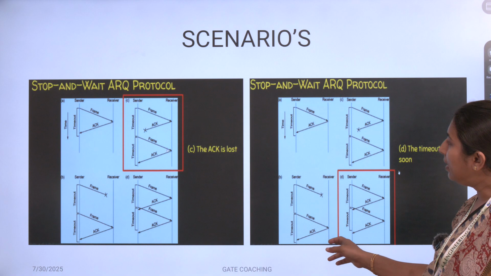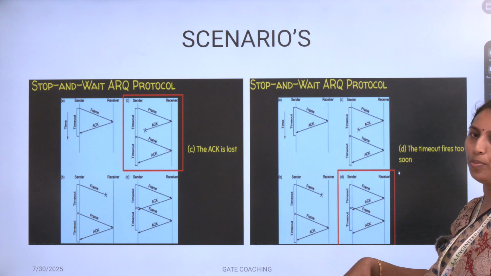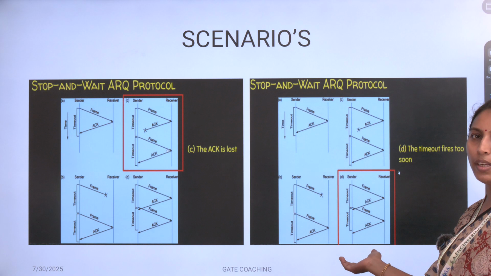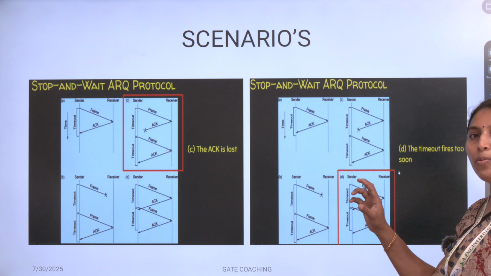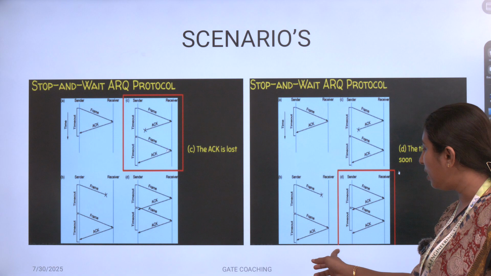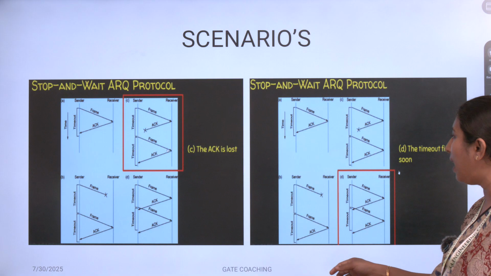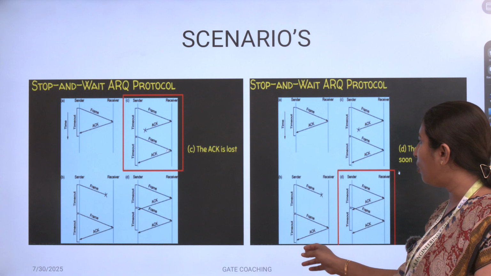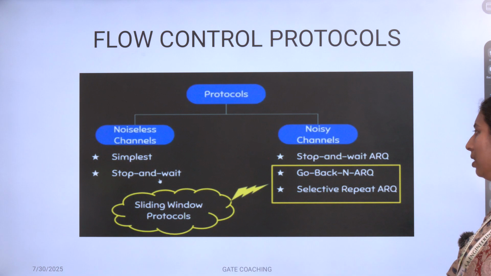So these are the different problems we had in the stop and wait protocol, which are overcome here in stop and wait ARQ by using the concept of automatic repeat request after the timeout, and using sequence numbers. The next one we are going to see is noisy channels.